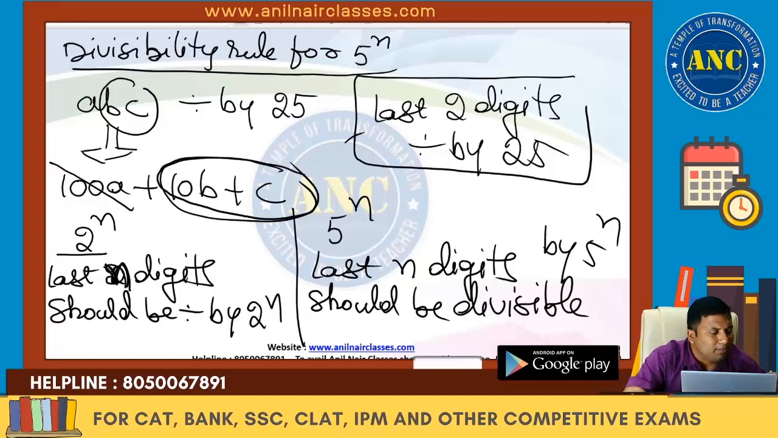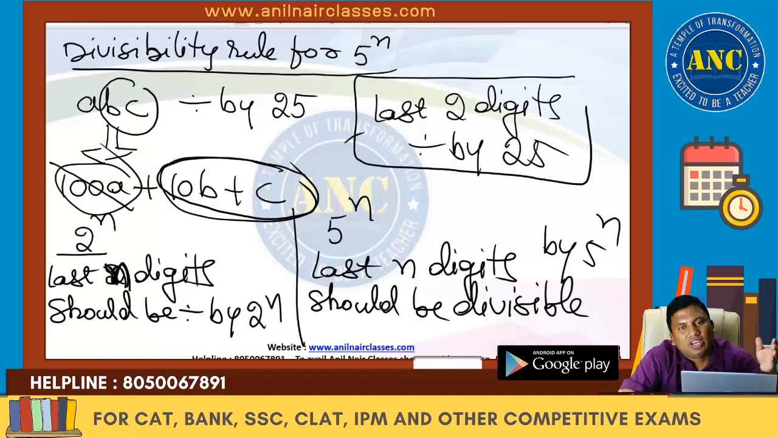Idea remains the same because 100 is nothing but 4 into 25. 1000 is nothing but 8 into 125. If there is 2 power 3, there has to be 5 power 3 combination. Then only you will get the value of the digit at the thousands place. They both complement each other. Divisibility rule for 2 power n and 5 power n.